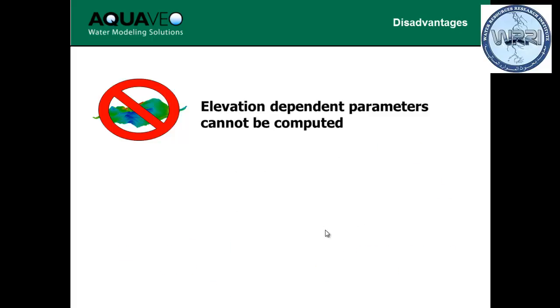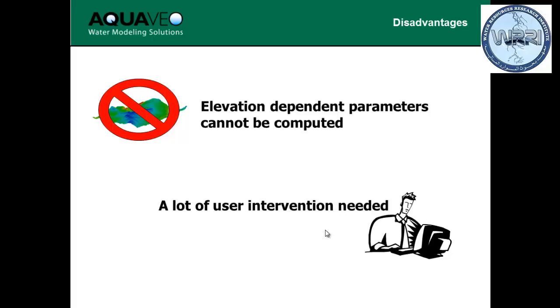But you cannot compute elevation dependent parameters, so your slopes and some other parameters cannot be computed. Anything that's dependent on your DEM data cannot be computed if you do map-based delineation. And it also requires a lot of user intervention, and so it could be kind of frustrating trying to do map-based delineation, because like I say, everything has to be connected correctly.